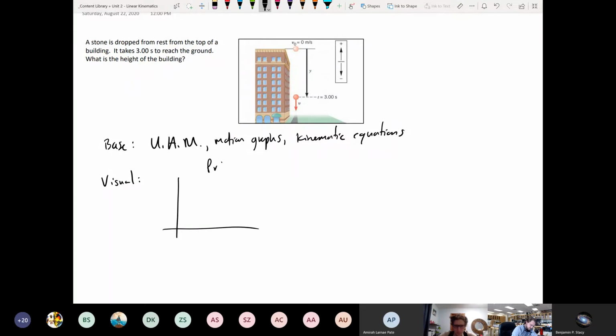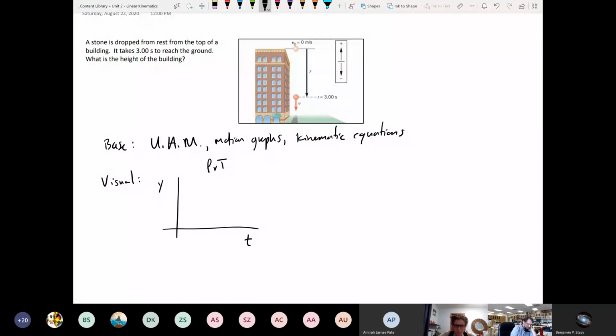Let's make this a position versus time graph. Now I look at my picture, or if I just had the description of something being dropped from the top of a building, I know it's going to start at a high position and it's going to be in the y direction. So I probably want to put y there instead of x. It's a vertical position as a function of time. It's going to be speeding up in the downward direction.